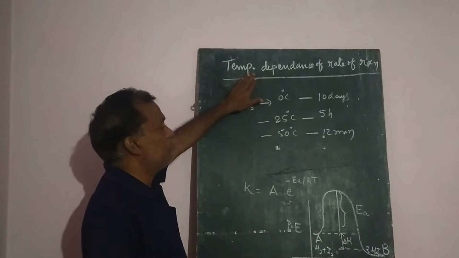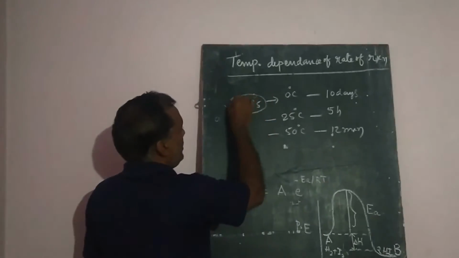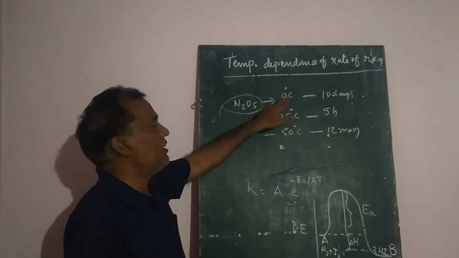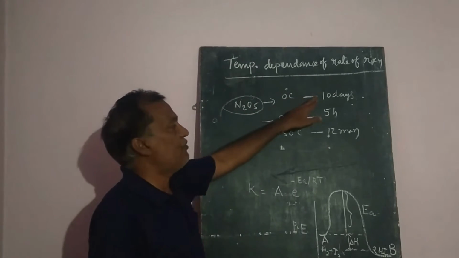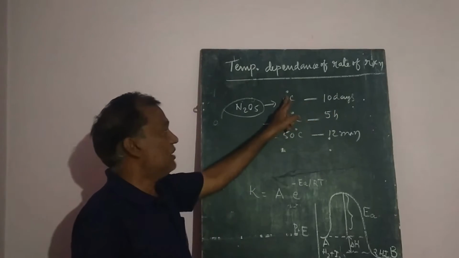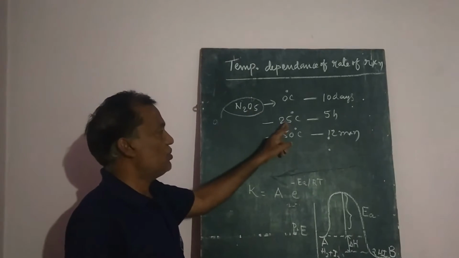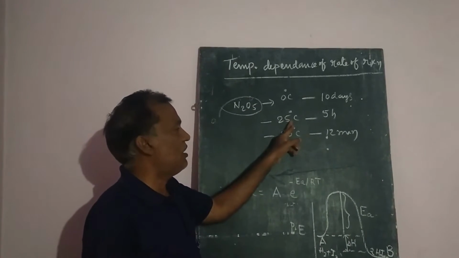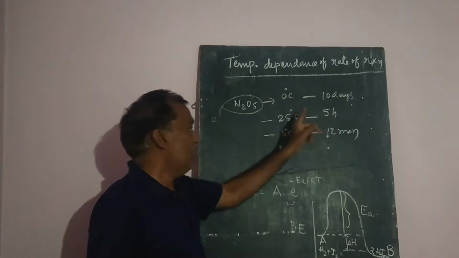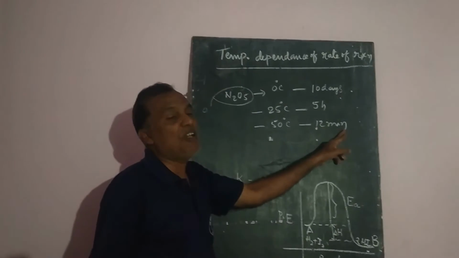So that is the temperature dependence. Let us see one example. N2O5 dissociation at 0 degrees Celsius has a half-life of 10 days. But if the temperature increases by 25 degrees, the dissociation will take half of its original value; it will take only about 5 hours. And at 50 degrees Celsius, its half-life is only 12 minutes.